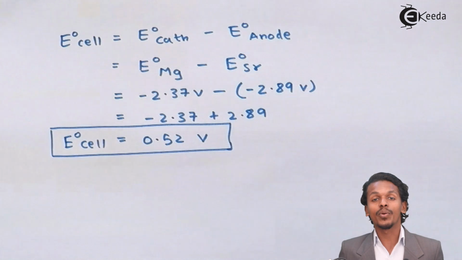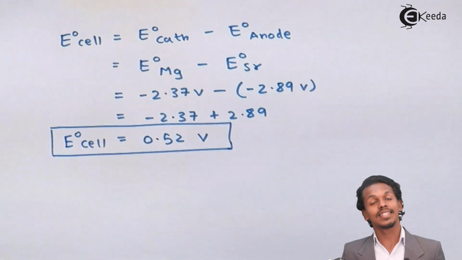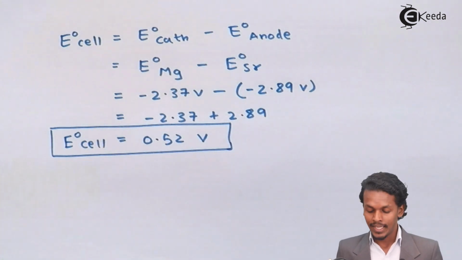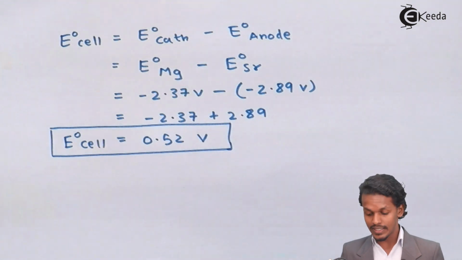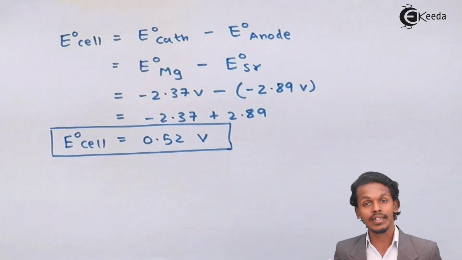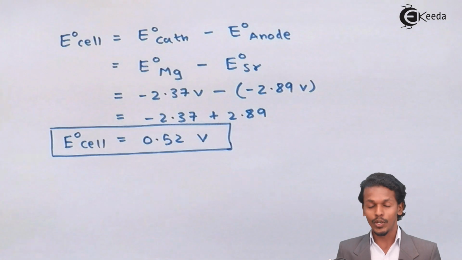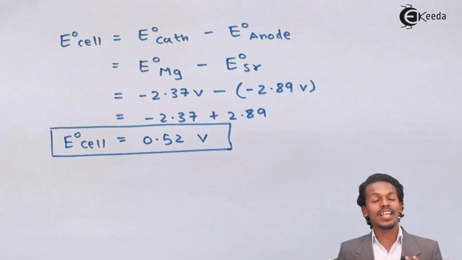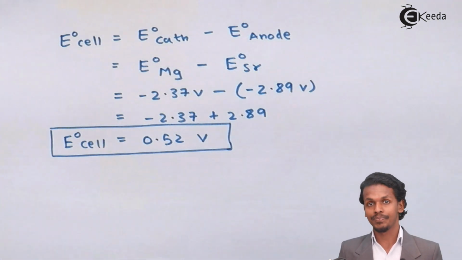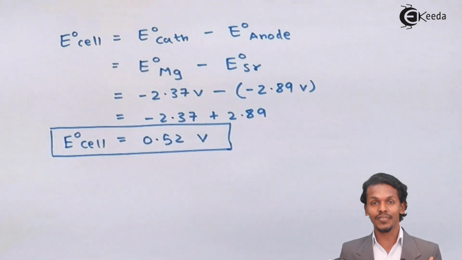So this is how we have calculated the value of E naught cell, that is the standard potential of a cell. This is a positive value, so this means the reaction is spontaneous. These are a few things that we should remember also.